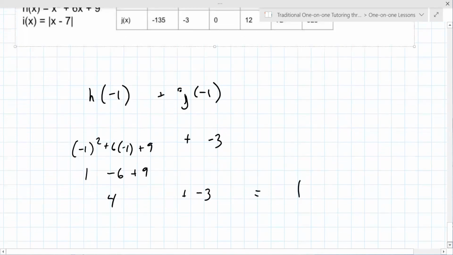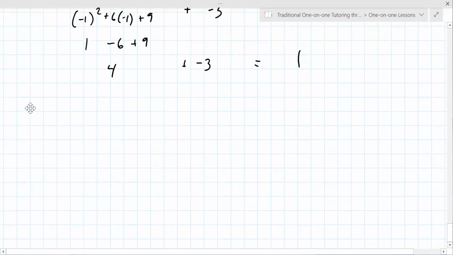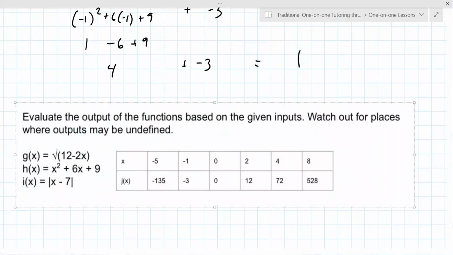Let's do a couple more. I'll send you these notes right away at the end, so you don't have to worry about getting it all down right now. But let's look at some of the other possibilities here.